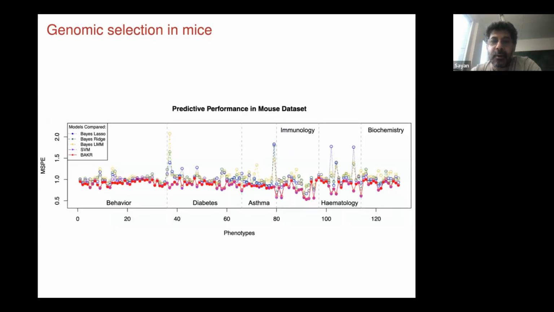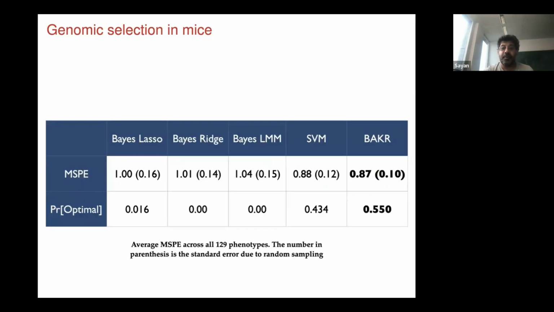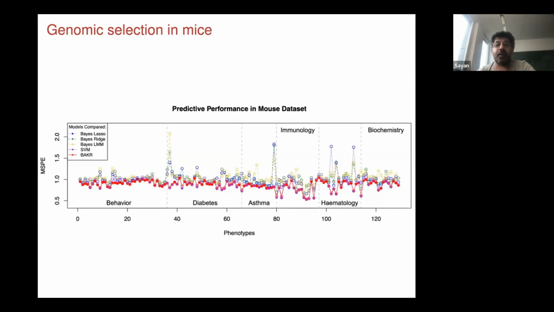Now, again, this is showing you the same plot, but across all of the different data sets. And what is interesting, and lower is better, is that for behavior, it does better, but not crazy better. Diabetes, it does do better, especially for a few of the traits. In asthma, it does better.